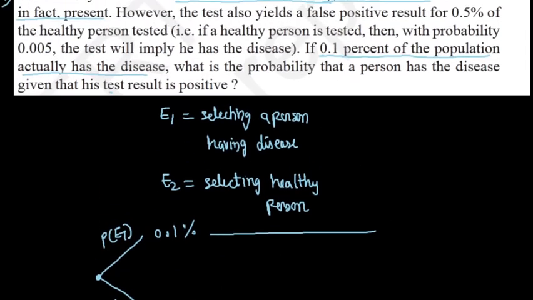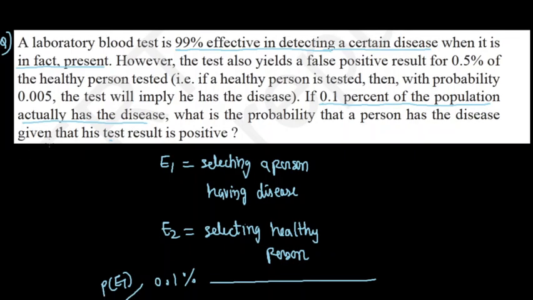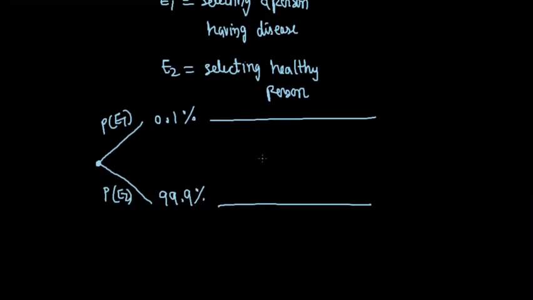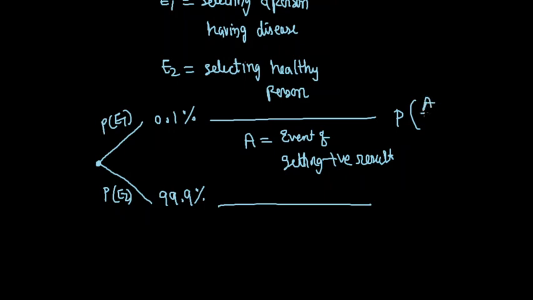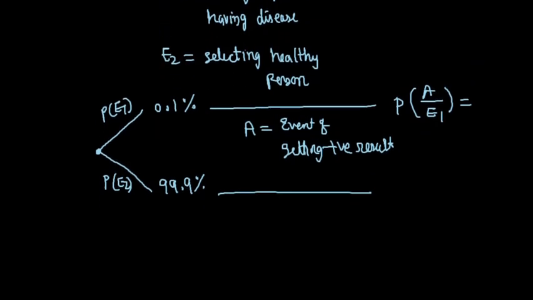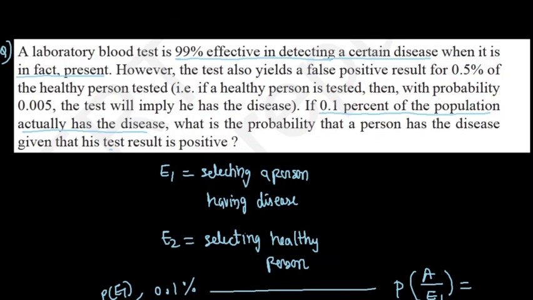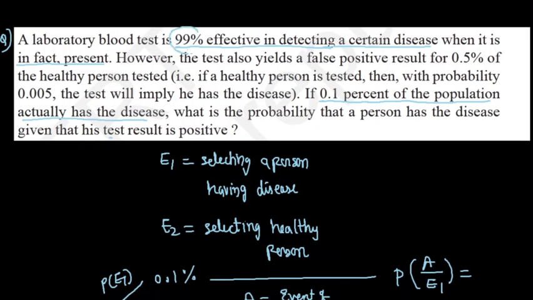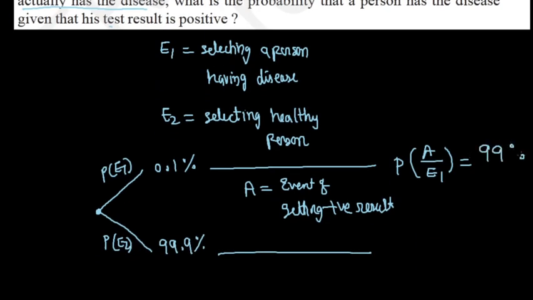Now next, the conditional probability. What is the conditional probability here? He is asking about the test result being positive. So A is the event of getting a positive result. Then the conditional probability of getting a positive result when a person has the disease, with E1 as having the disease, is already given. What is given? 99% it will detect if a person has the disease, right? So therefore it is 99%.